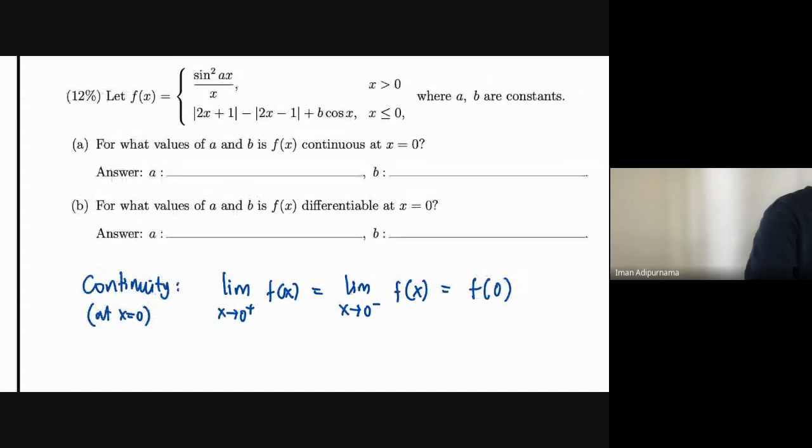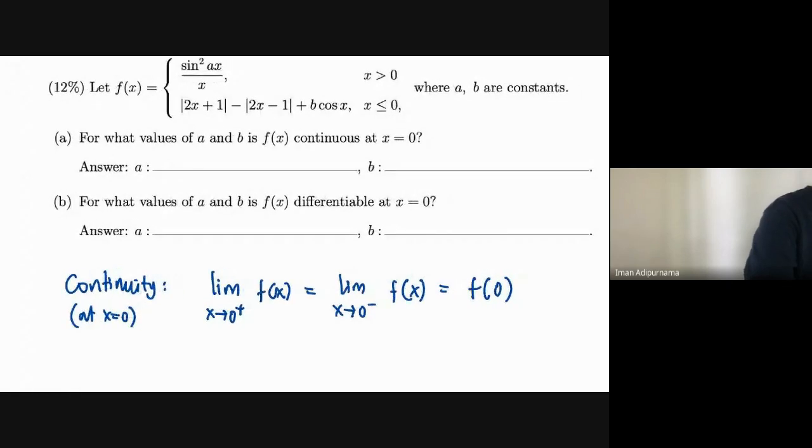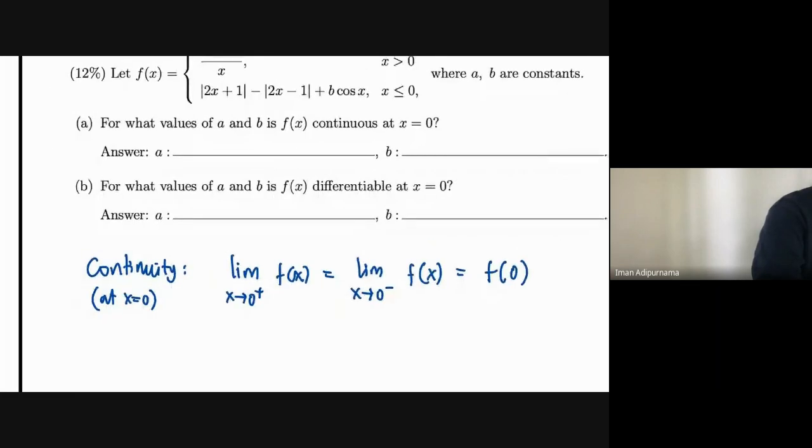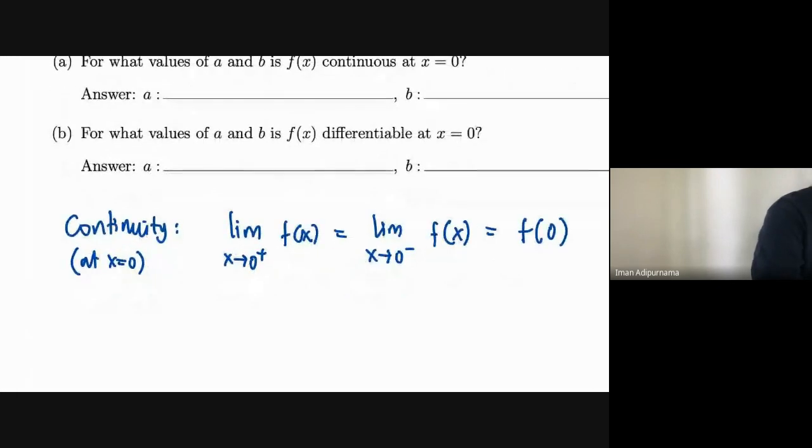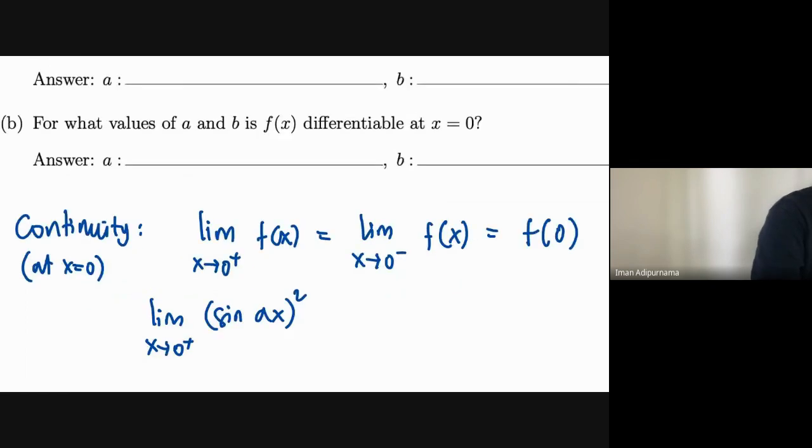Okay, we can check each equation. So if you have the limit from the right, this will be the sine squared. Let me just write one by one. Let me write the sine with the bracket and then squared, and then it's over x.